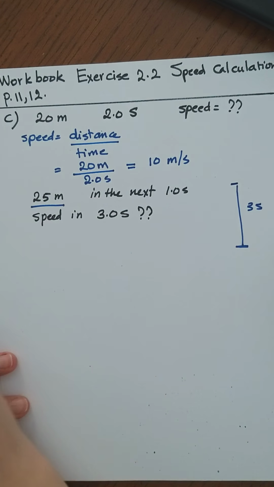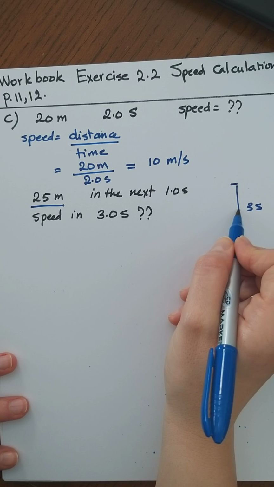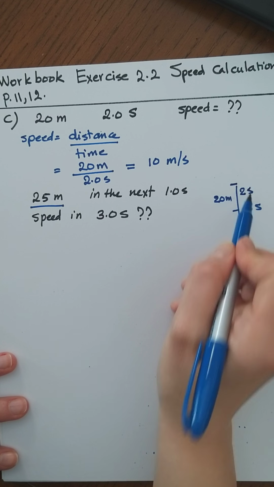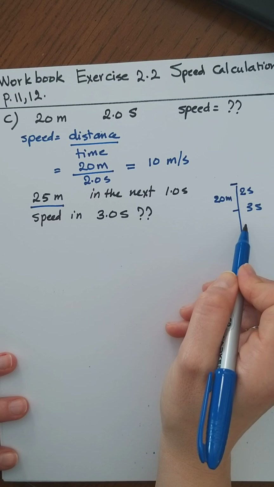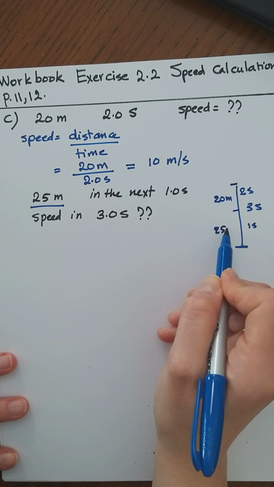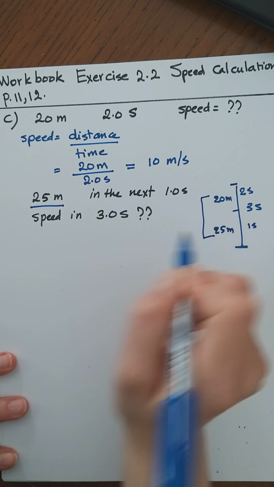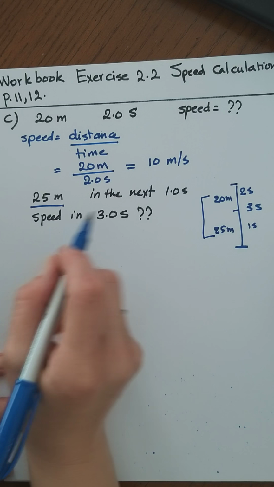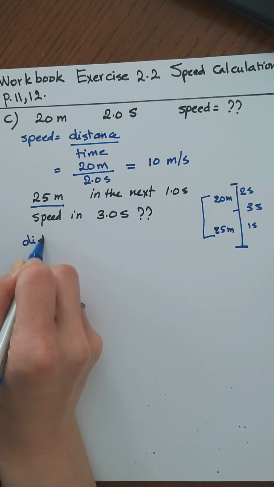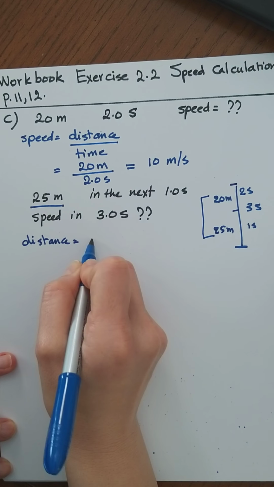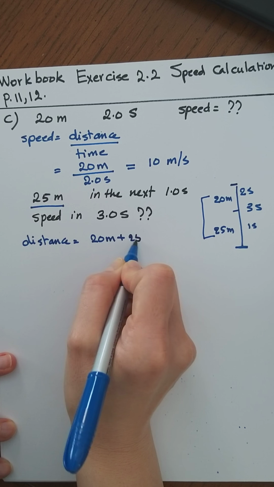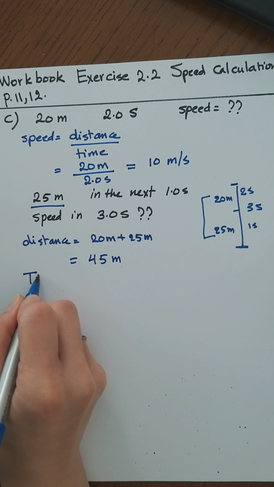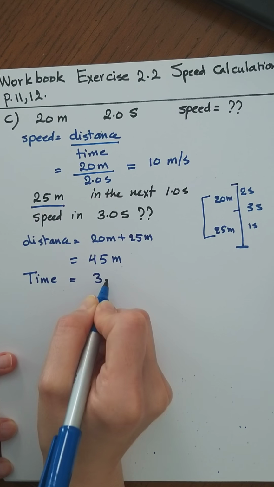We need to know the distance. In the first 2 seconds, it fell 20 meters. In the next second, it fell 25 meters. So our distance here now has increased to 45 meters, and the time is 3 seconds. So distance here is 20 meters plus 25 meters equals 45 meters, and time is 3 seconds.